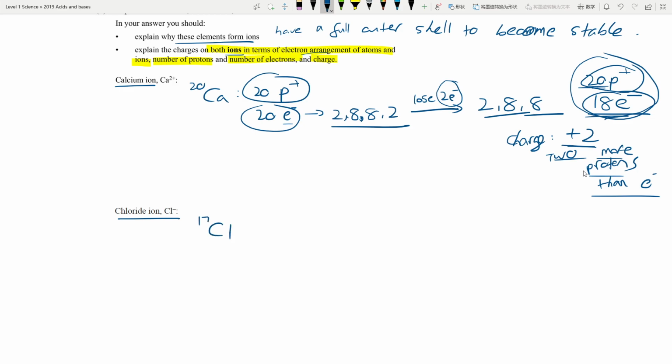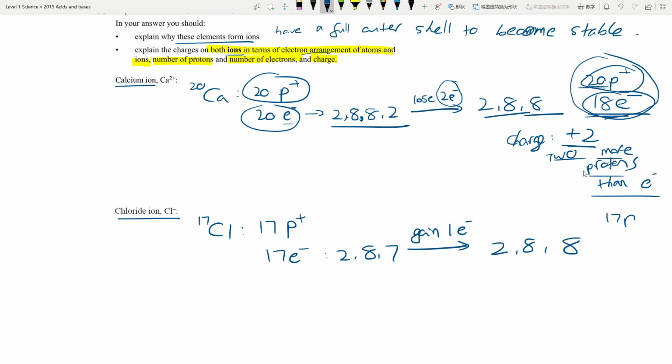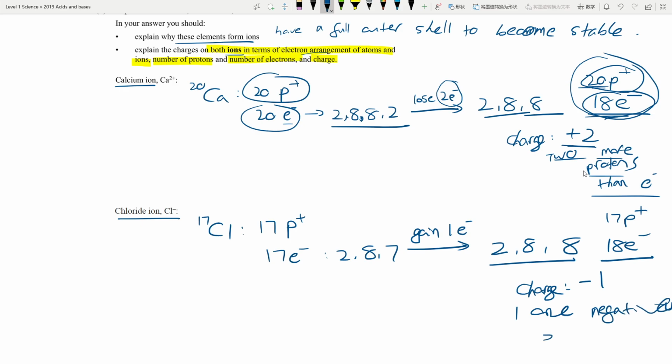All right, chlorine, same thing. Try this. Find chlorine on the periodic table. Chlorine's number 17. What does that mean? There are 17 protons and 17 electrons. So this has an electron arrangement of 2,8,7. This is not a full outer shell, so it's going to gain 1 electron. It's going to become 2,8,8. I still have 17 protons because you don't lose or gain protons, but now I have 18 electrons because 2 plus 8 plus 8 equals 18. So as you can see, I have one more negative electron than protons, so the charge is -1.